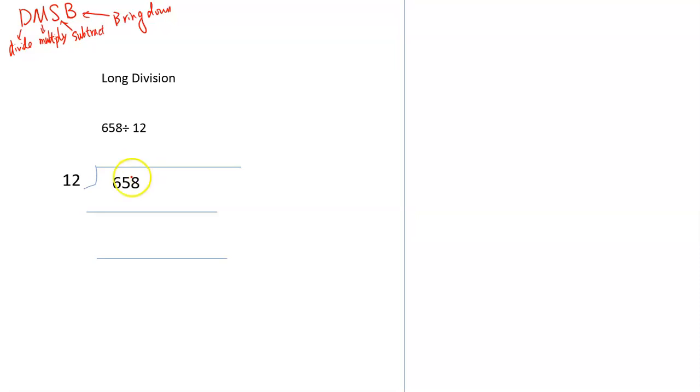In order to do long division, we have to do these 4 steps. First of all, when we set up, we want to know how many times 12 goes into 658. So the number 12 goes on the front, and 658 will go in the box. I did see some students set it up the wrong way. They put 12 inside and 658 on the front. That would be incorrect.